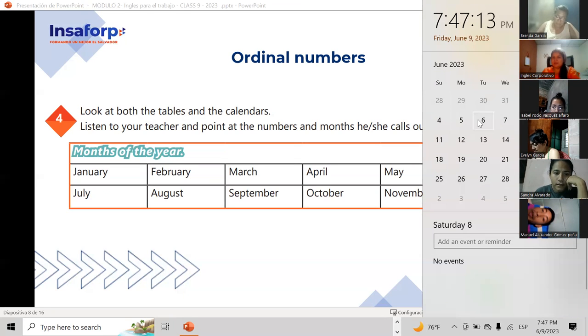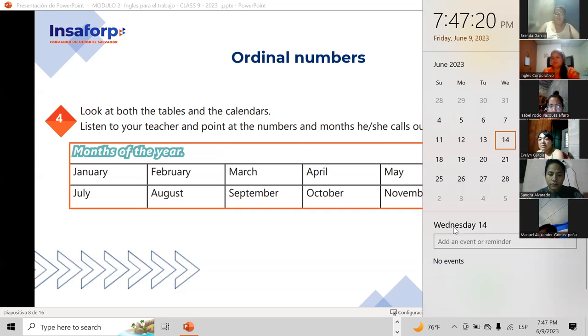Okay, Isabel, or someone else who wants to participate, just let me know, okay? Isabel, this one. Wednesday, June 14, 2023. Okay. Please review the spelling and the numbers, okay? Cardinal and ordinal numbers, okay? Estudien eso ustedes solitos porque eso es muy importante, okay?